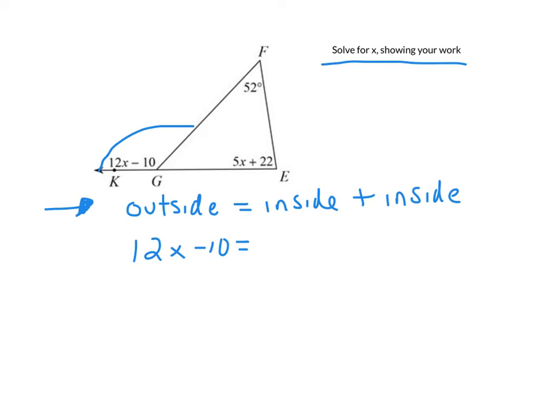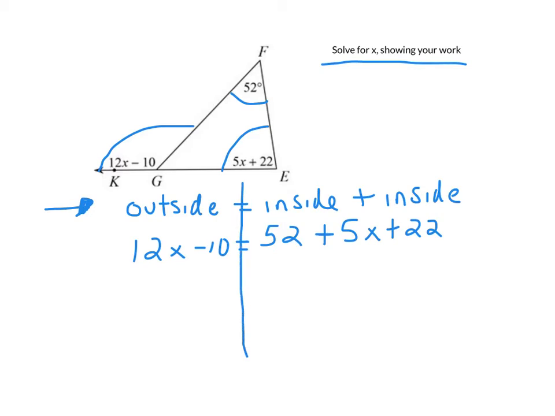The next word that I come up with is inside, and I'm going to add that to the other inside. And like I said a minute ago, it doesn't matter which one goes first. So I'm going to put 52, add it to 5x plus 22. All right, drawing my wall. This is how I solve my equations.